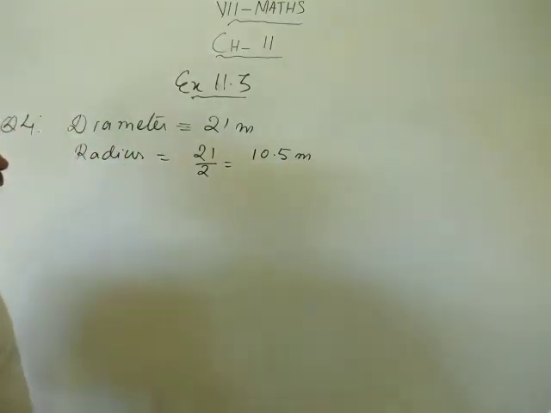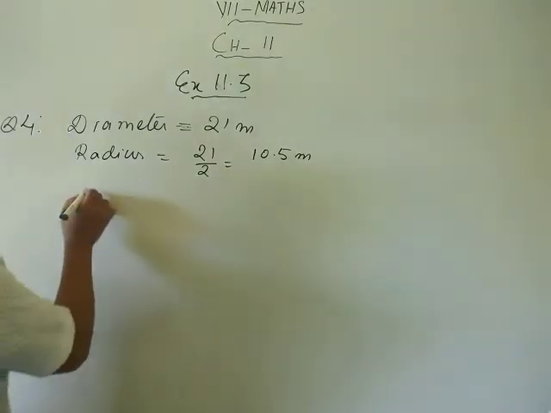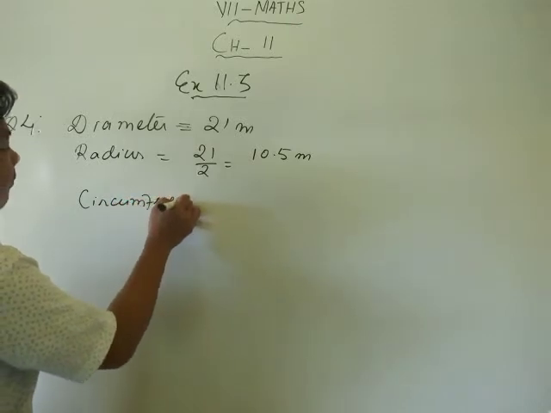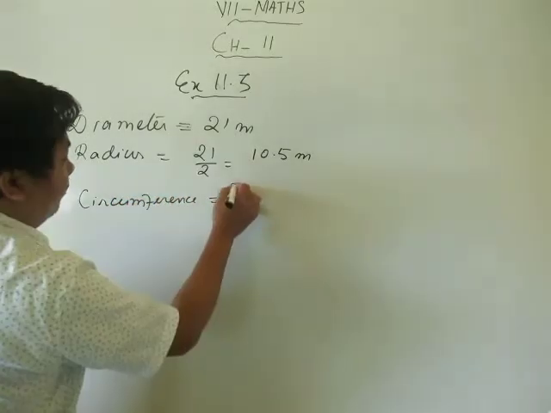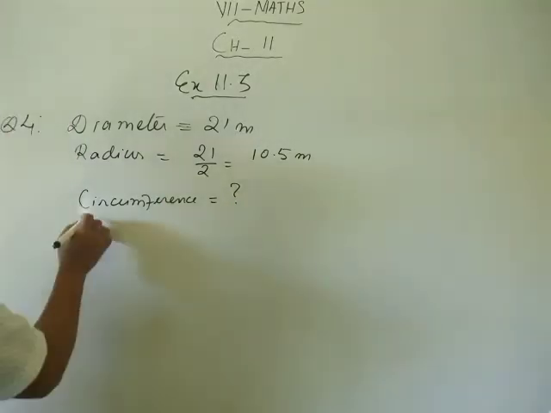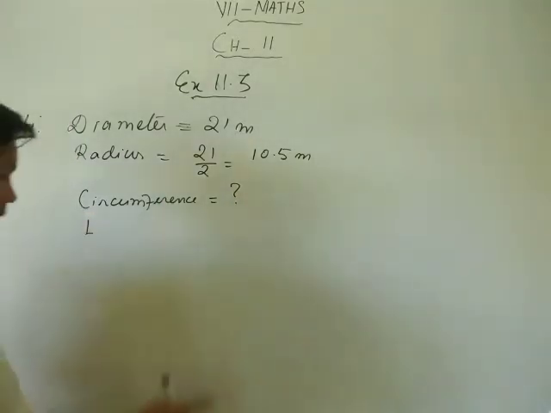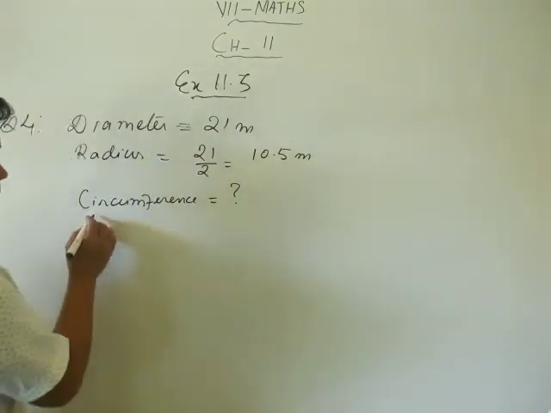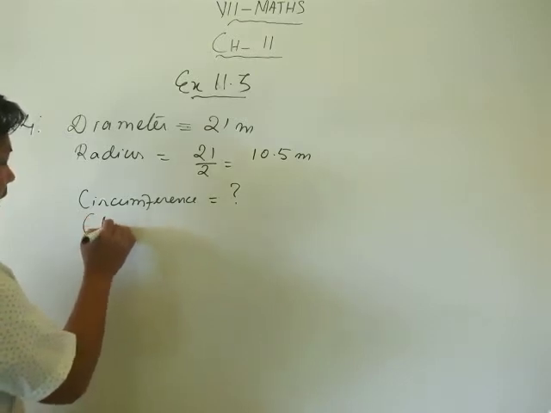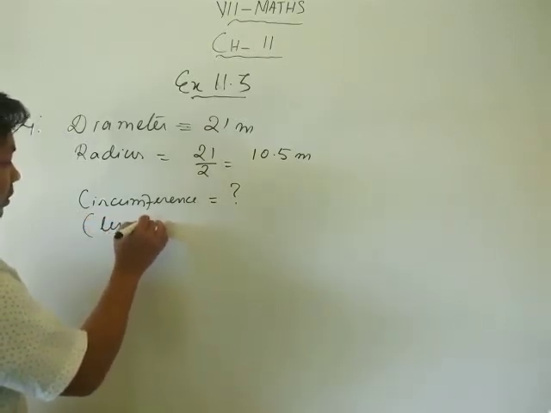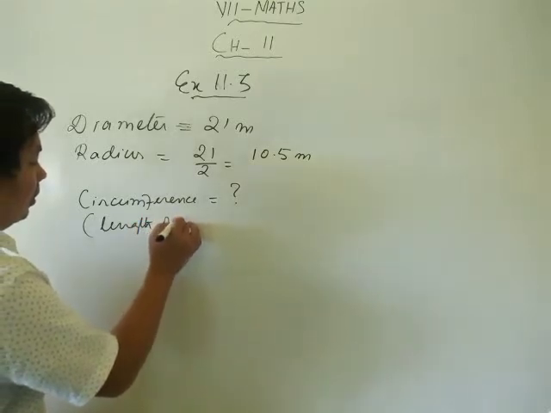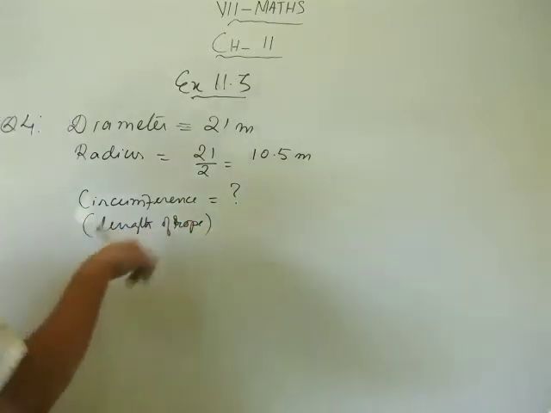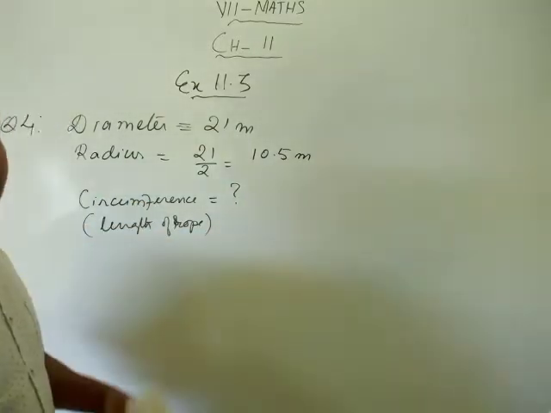The radius is 10.5 now, and what are we going to find out? We are going to find out the circumference of the circle, isn't it? We don't know this, so again we have to find out the length. See, the length of the circumference of the circle will be the length of the rod, the rod that is used to make the fencing there.